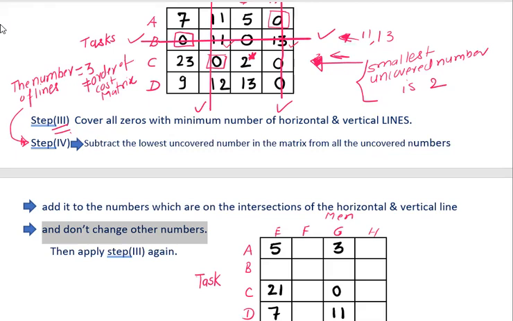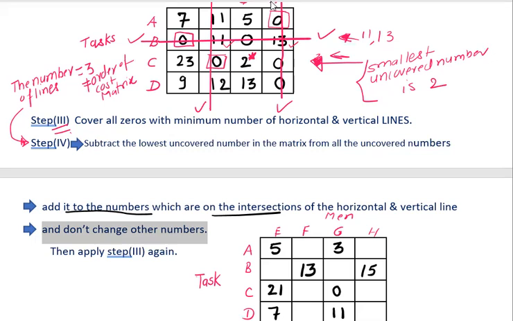Then add the same number to the numbers which are on the intersection. What are the numbers on the intersection of the horizontal and vertical line? 11 and 13. These two numbers lie on the intersection. So 11 is in the second row, second column. So 11 plus 2. Here we increase this number by 2. Similarly here 13 plus 2. It is in the fourth row, second row, fourth column. So 13 plus 2, we get 15. So we have added 2 to the numbers which are on the intersection.